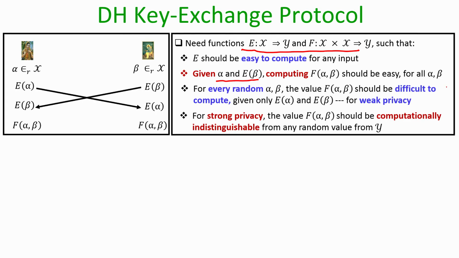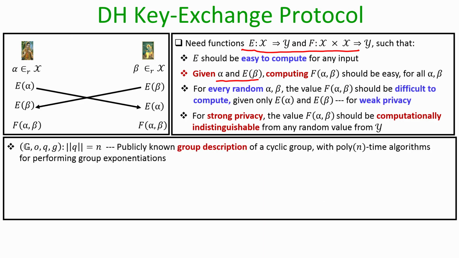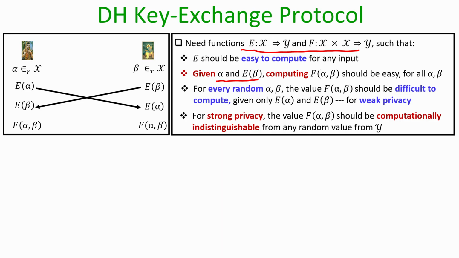And we had also seen that if you want to obtain a Diffie-Hellman key exchange protocol with the notion of weak privacy, then the requirement from the functions E and F is that if someone gives you the values E of alpha and E of beta, then just by knowing E of alpha and E of beta, it should be difficult for you to compute f of alpha comma beta in its entirety.